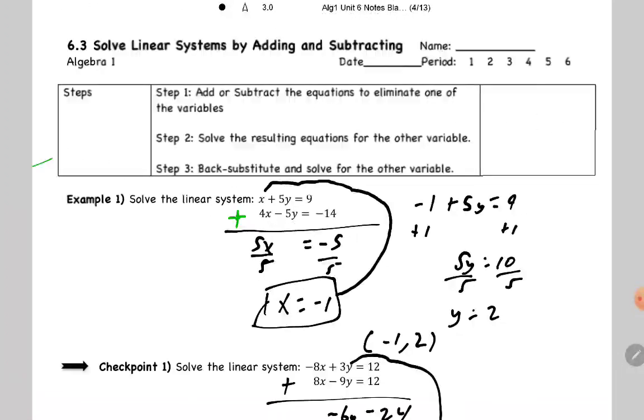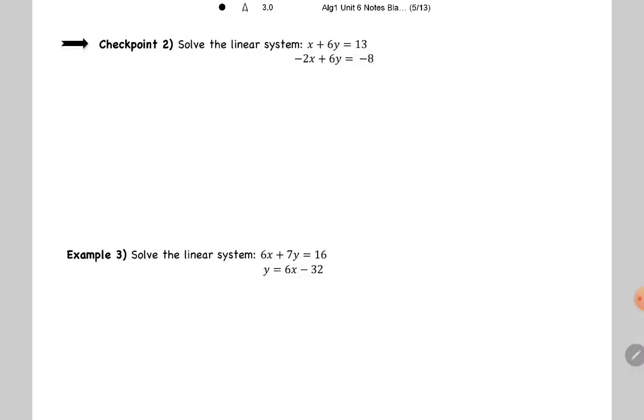Alright, let's do some more. Okay, this one, once again, we're going to subtract these equations. So yeah, this is when you've got to be super careful. Okay, so I have x minus a negative 2x. So that becomes the same thing as x plus 2x, so this is 3x. So once again, I did x minus 2x. That's what's going on here.